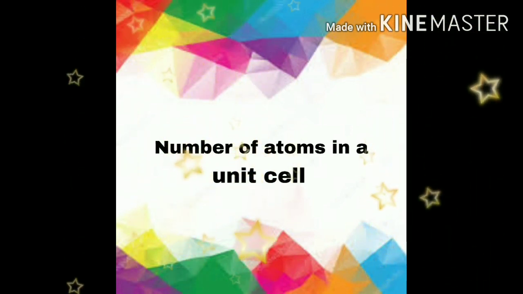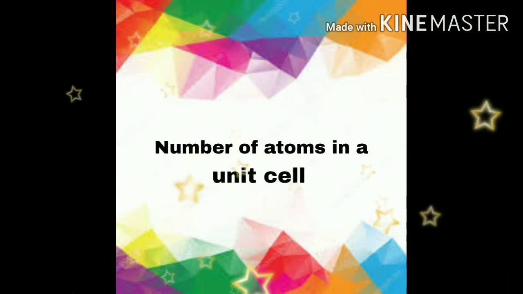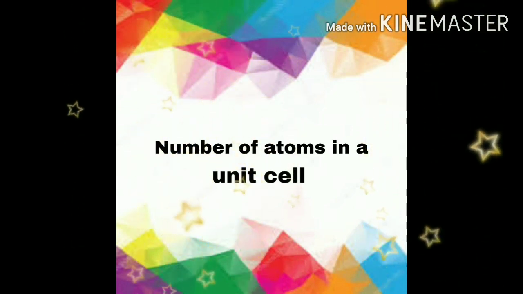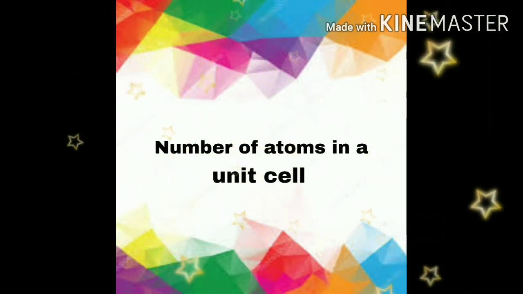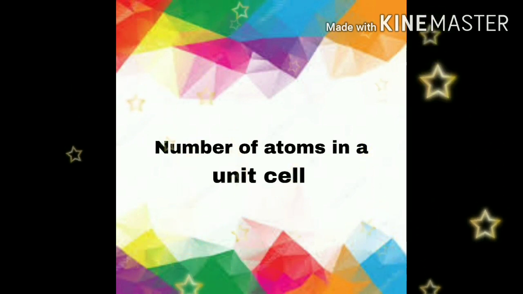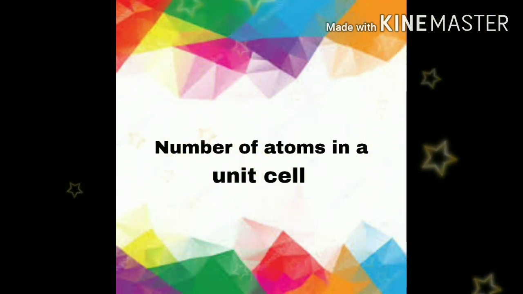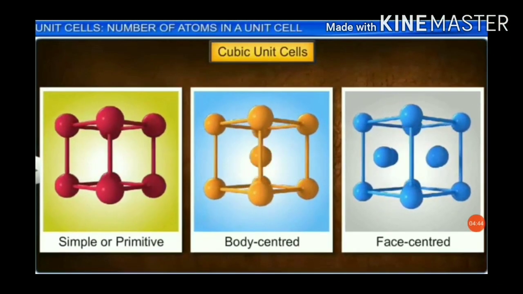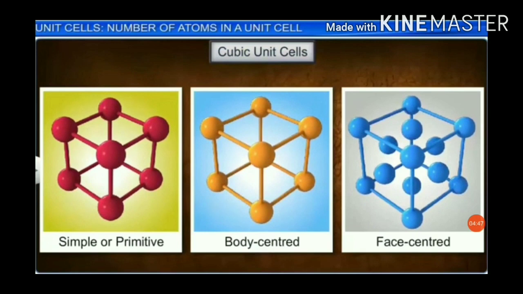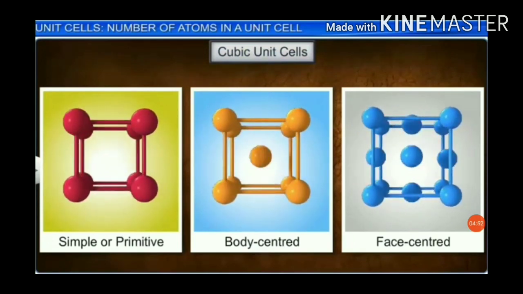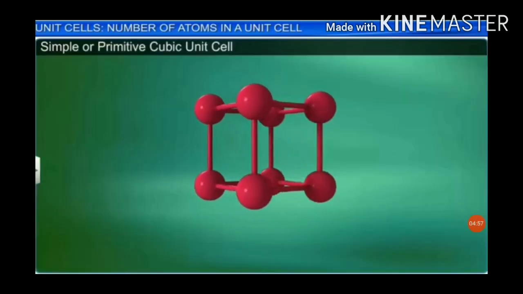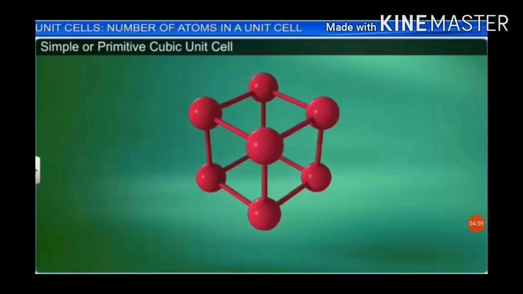We know that any crystal lattice is made up of a very large number of unit cells, and every lattice point is occupied by one constituent particle. Let us now find out what portion of each particle belongs to a particular unit cell. We shall consider three types of cubic unit cells. First one, simple cubic unit cell, the second one, body-centered cubic unit cell, and the third one is face-centered cubic unit cell. First one, simple or primitive cubic unit cell.